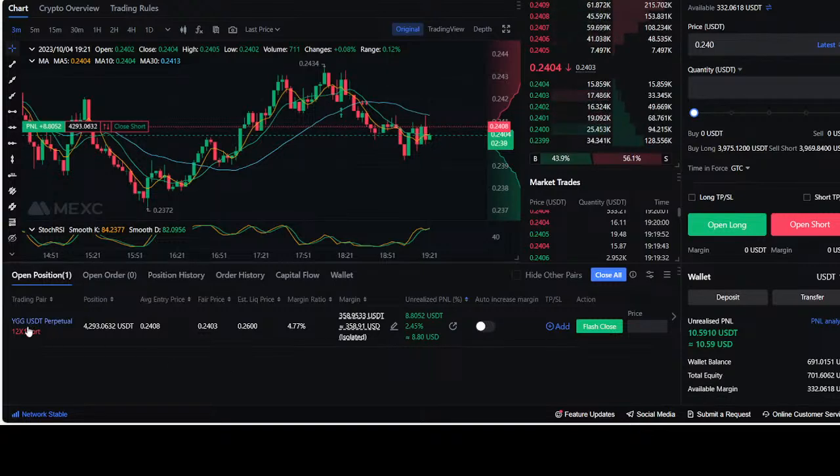All right, so here's my trade. I have a YGG trade. It's a 12x short. So what do you mean? Like you're having trouble adding the stop loss? Yeah, well, just figuring it out.